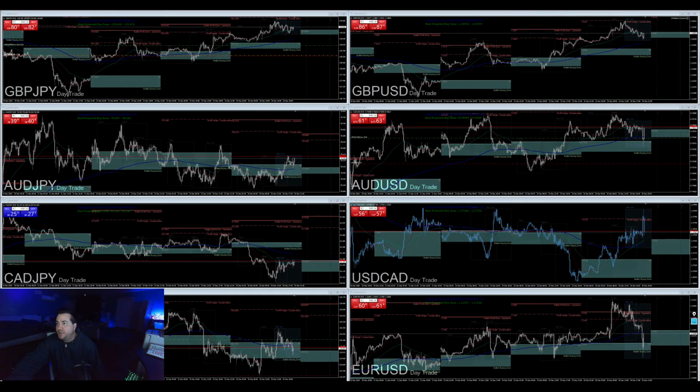Bitcoin's at 20,745. Ethereum is at $623.